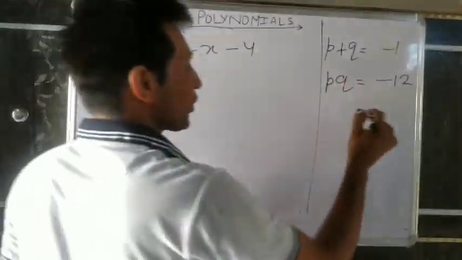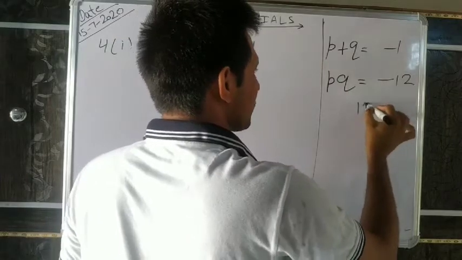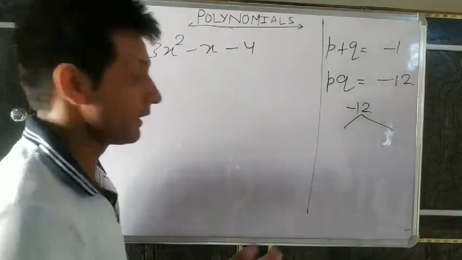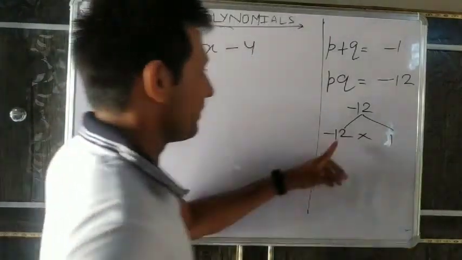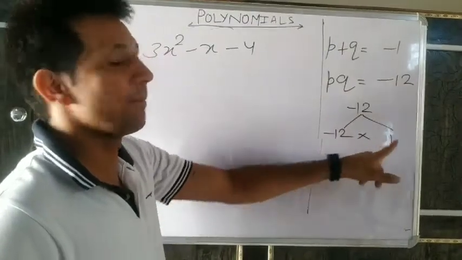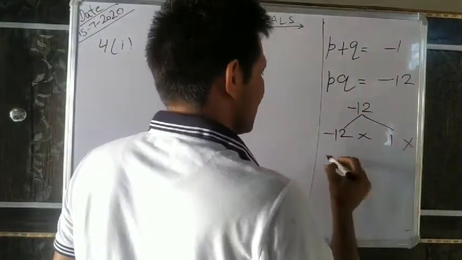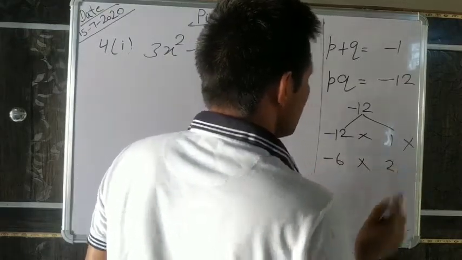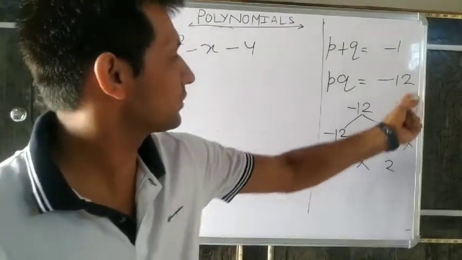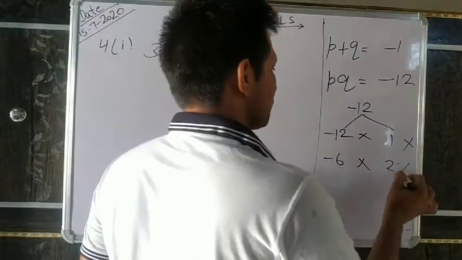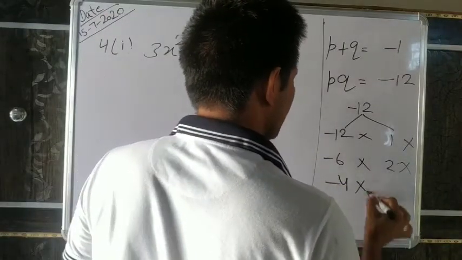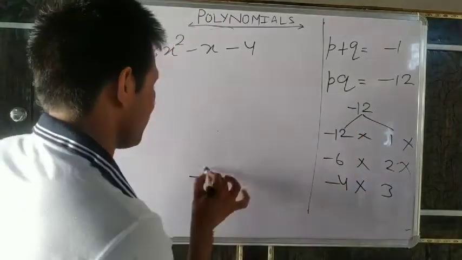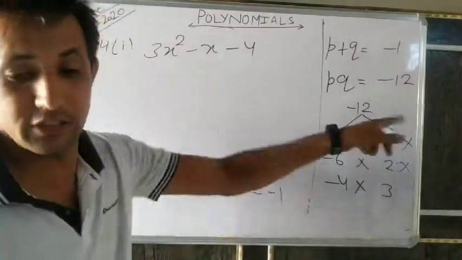So take the product of the two numbers, 12. When one is negative, one is positive, and the bigger one is negative: minus 12 into 1, minus 12, and the sum is minus 11. But the sum should be minus 1, not possible. Next, minus 6 into 2, minus 12, and the sum, minus 4. It is not possible. Next, minus 4 into 3, minus 12, and the sum, minus 4 plus 3. What is minus 1? Yes, it is possible.